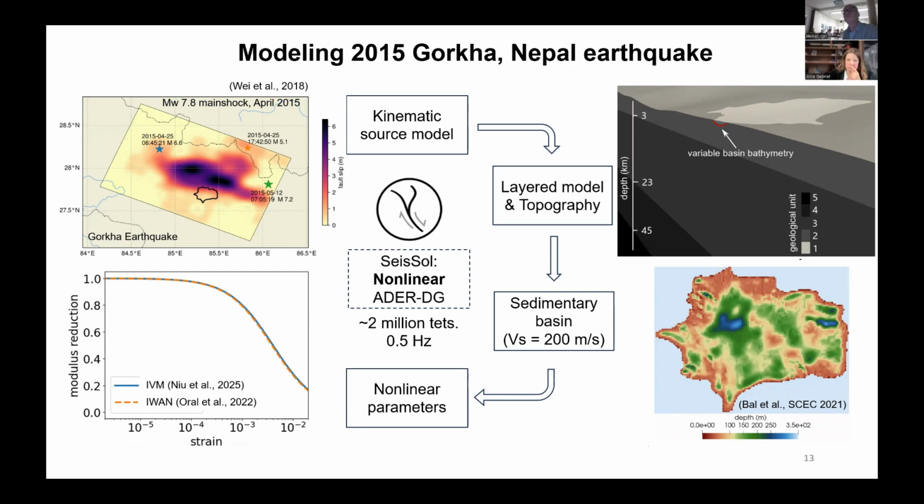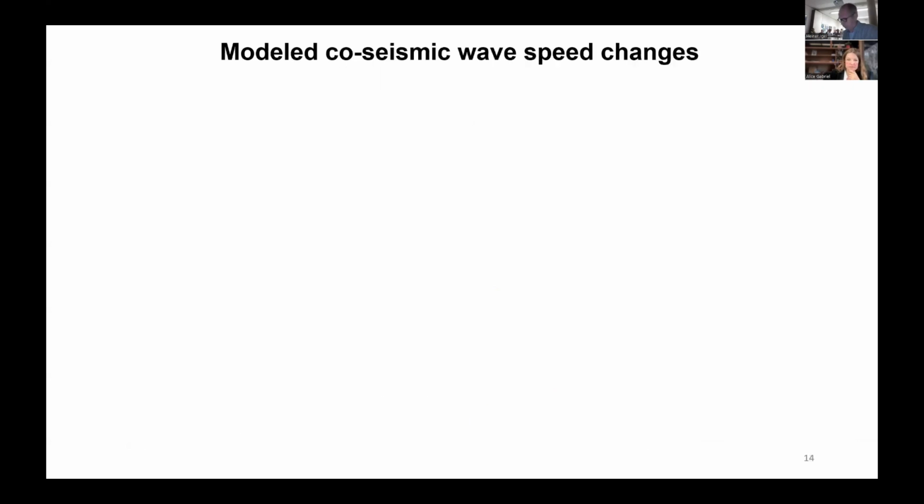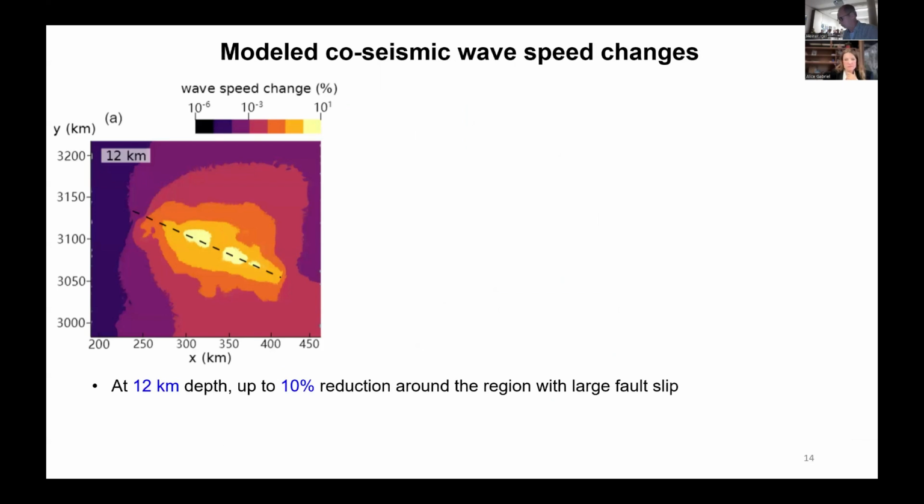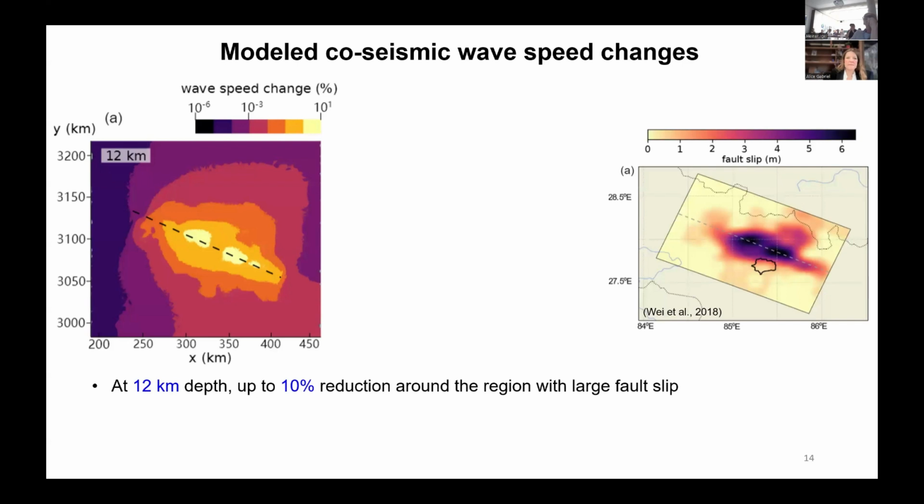And what we can model with this is actually the very first time that we can see the coseismic wave speed changes in 3D in the subsurface. What I show here first is the depth slice at 12 kilometers. What you see here is the distribution of the wave speed reduction around the fault, marked by this dashed line. The largest reduction is at around 10%, and it's actually correlating with the fault slip. The larger the fault slip, the larger the reduction.